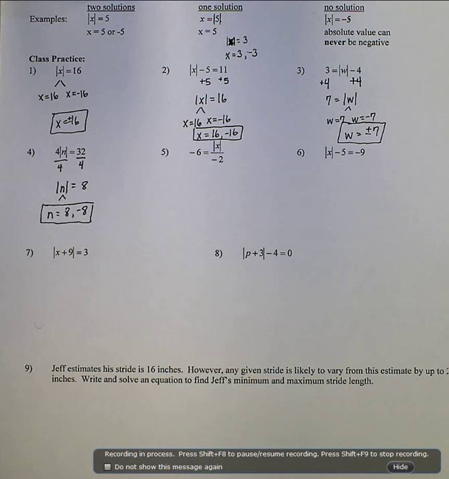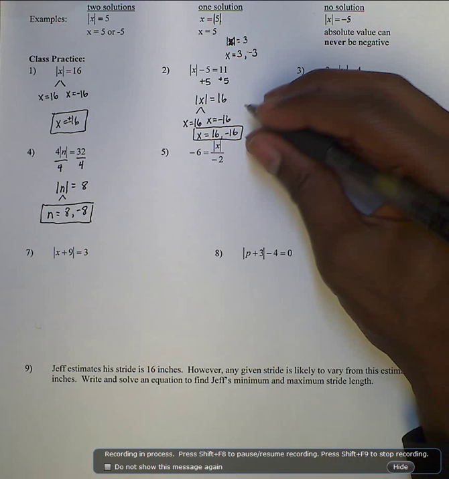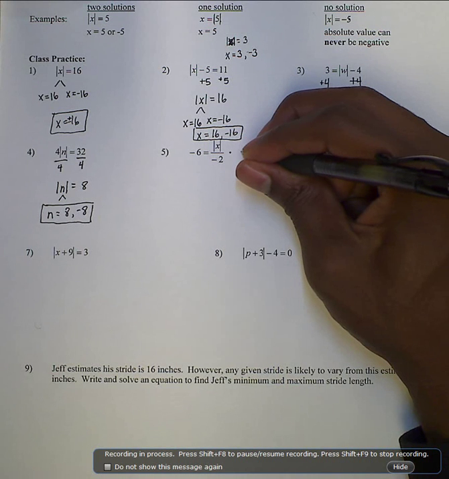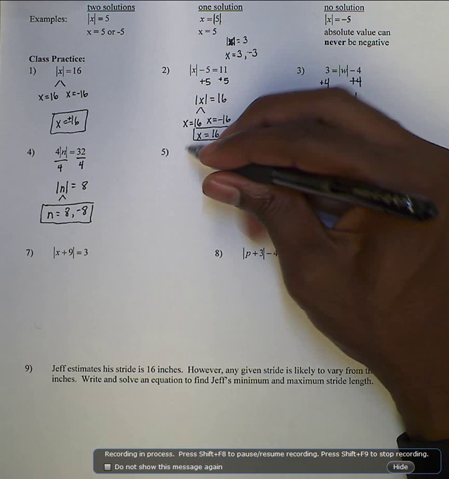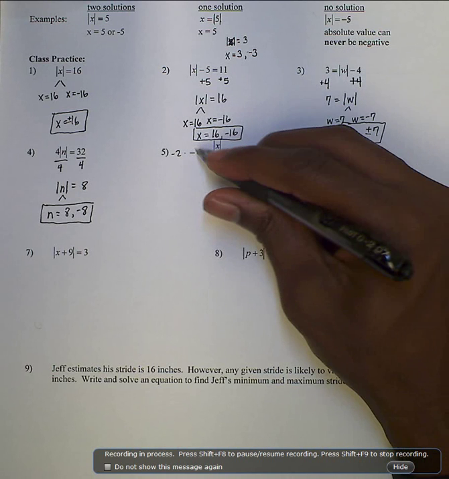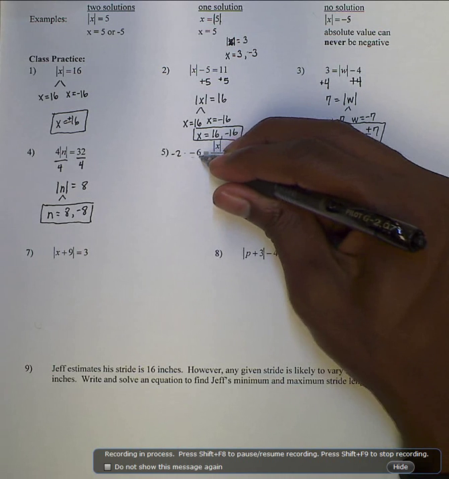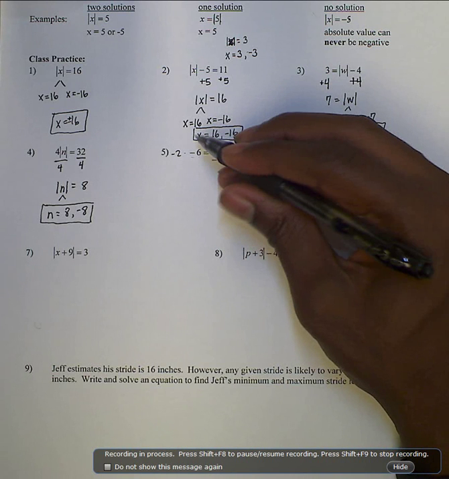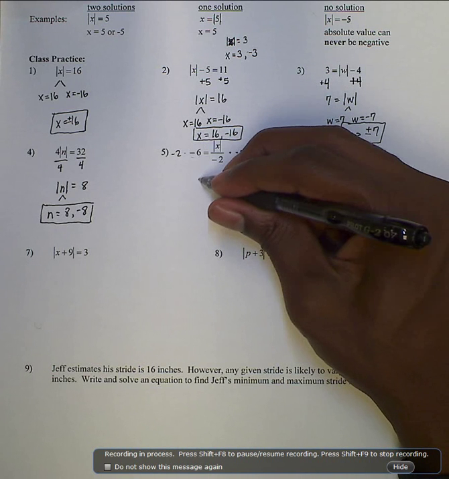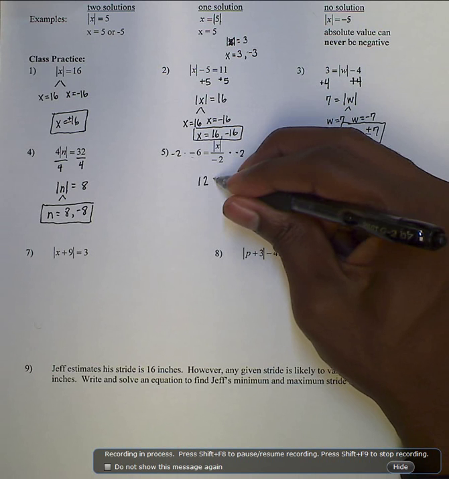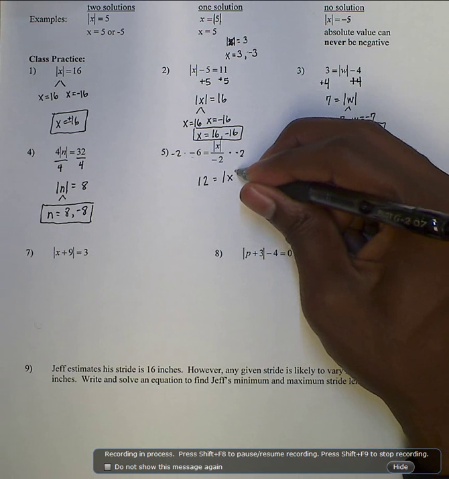Alright, looking at number 5, what's stopping the absolute value from being by itself here? There's negative 2. What's negative 2 doing? It's dividing, so I'm going to multiply both sides by negative 2. Just watch out for this because we're having an equal and negative right now. But negative 2 times negative 6 is positive 12. So the absolute value of x equals positive 12.